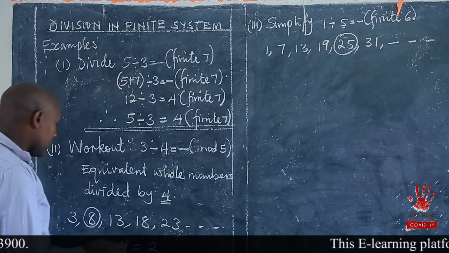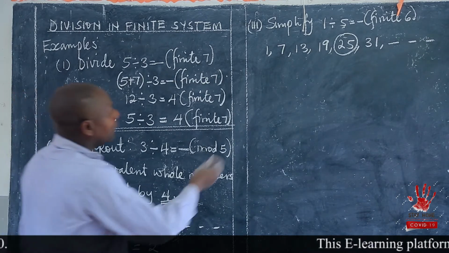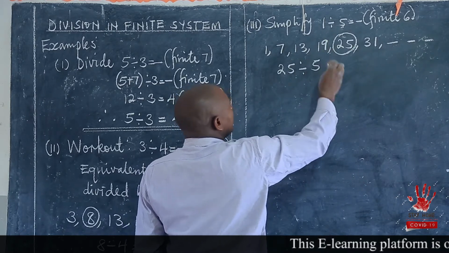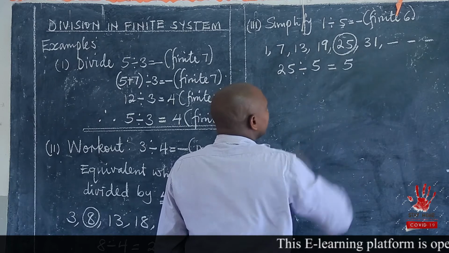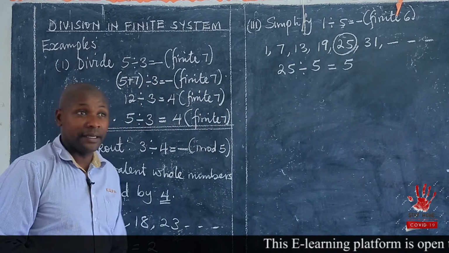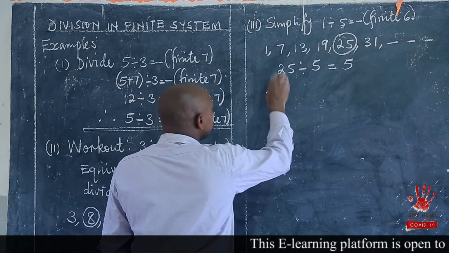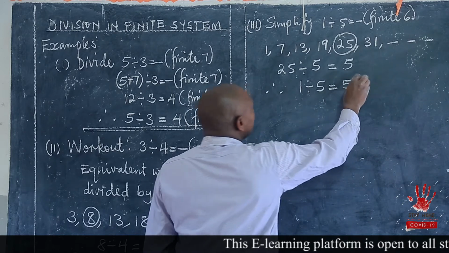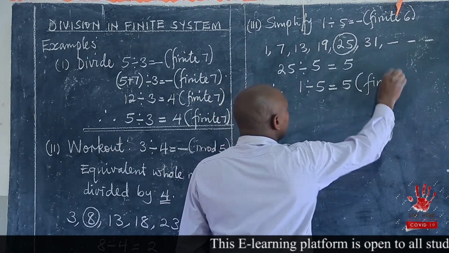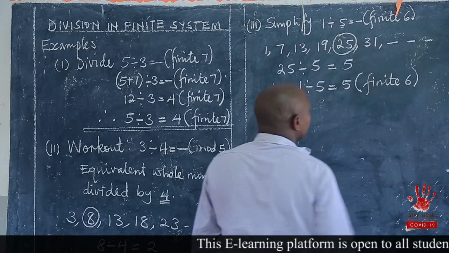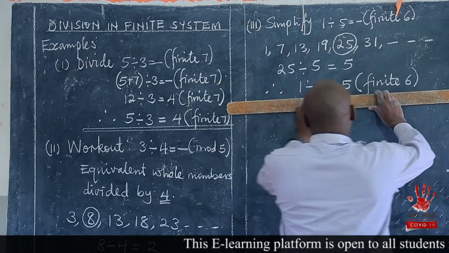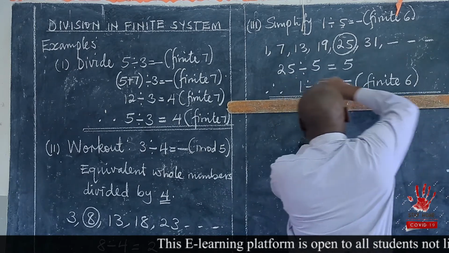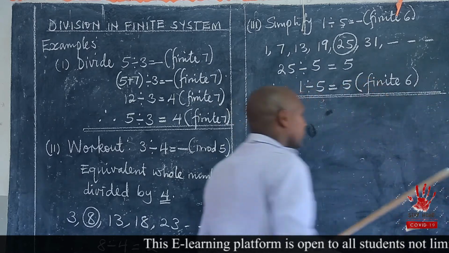What do you do to the 25? Come back here. So we shall have our 25, and we divide it by our divisor, and somebody saying the answer still gives you 5. Well, it has not given any remainder. So how do you finalize this one? We shall say 1 divided by 5, the answer will be 5. And which finite have we been dealing with is finite 6. Okay? A good child will just say, this is my final answer. You underline with a smile because you have been following what the teacher is doing.